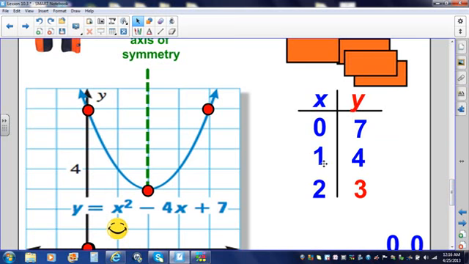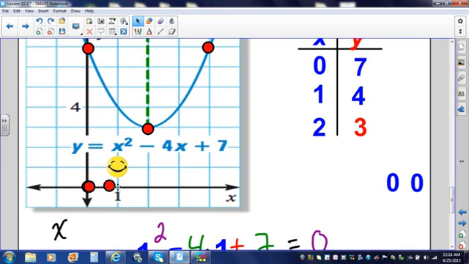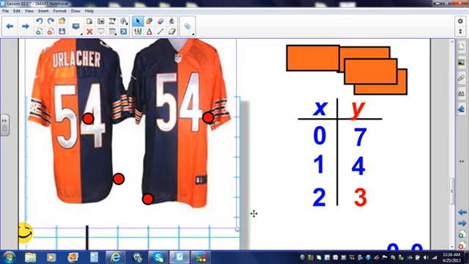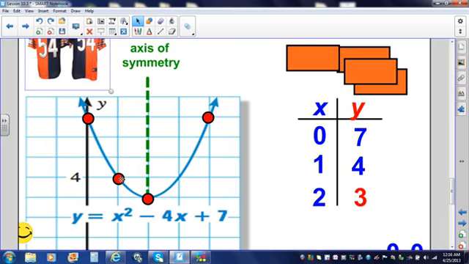Now let's graph the ordered pair (1, 4). Go over 1, up 4. Over 1, 1, 2, 3, 4. Bam! Line of symmetry. Beautiful symmetry. Reflection, mirror image. There is your parabola. Thanks for watching. Go Blackhawks!